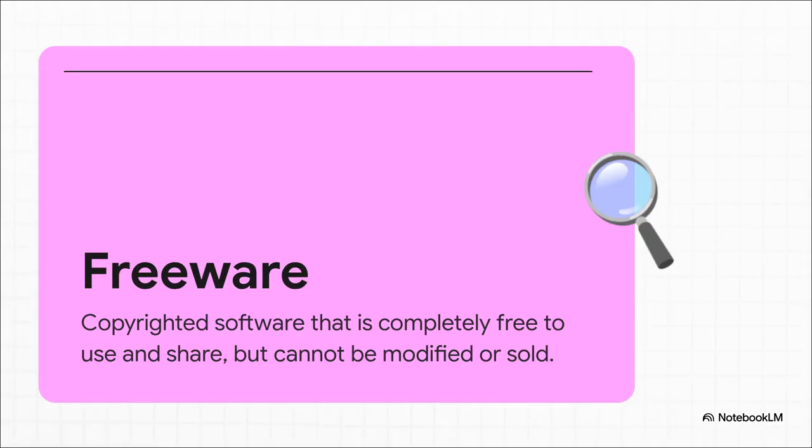Now, it's super easy to get freemium mixed up with freeware, but they're different. Freeware is software that's genuinely 100% free to use, no strings attached. But, and this is the important part, it's still copyrighted. The creator still owns it. That means you can use it, but you can't start changing the code or trying to sell it yourself.